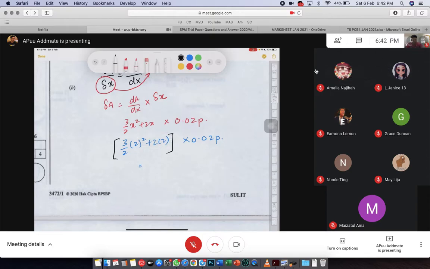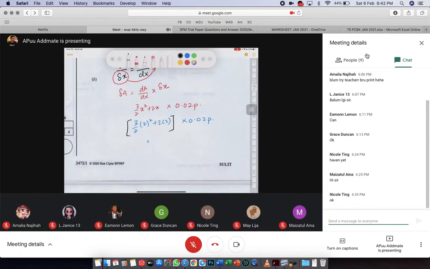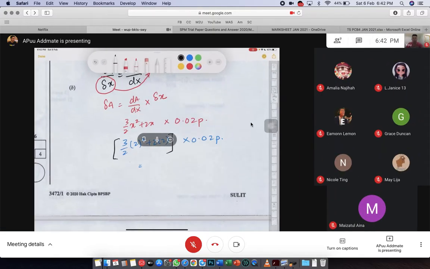If you find anything that you don't understand, or you feel the teacher is going too fast, you let me know. I will try my best to go as slowly as possible, okay?